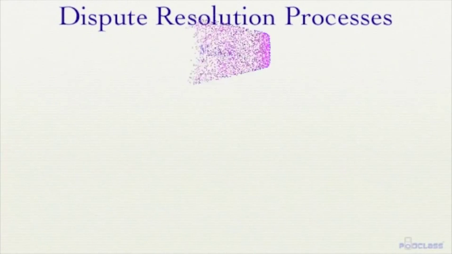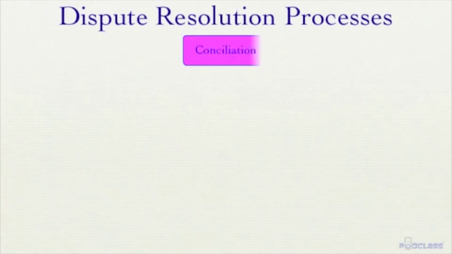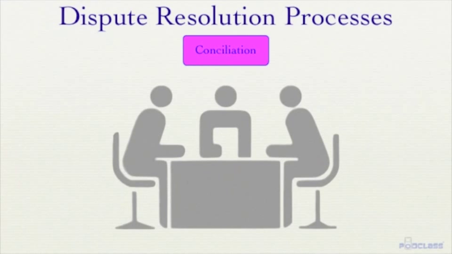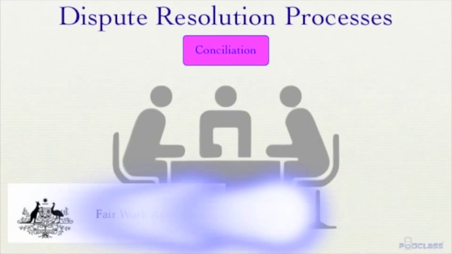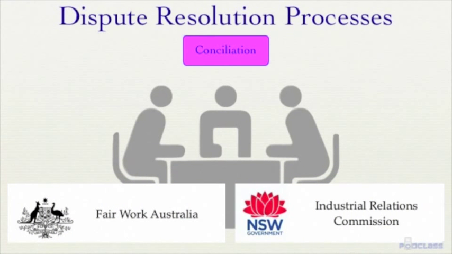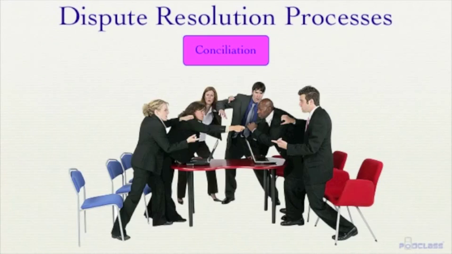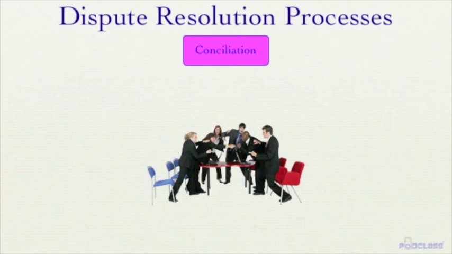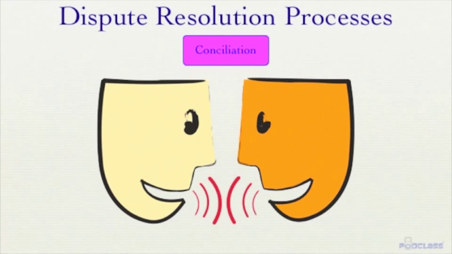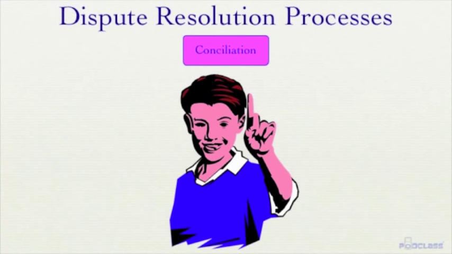If mediation does not work, the next step is conciliation. As with mediation, the dispute is again referred to an independent third party, and again Fair Work Australia and the New South Wales Industrial Relations Commission usually act as the independent conciliators. Like mediation, the process of conciliation attempts to reduce tension between the parties and improve communication between them. Unlike mediation, the conciliator usually recommends a solution to solve the dispute, but this solution does not have to be accepted by the parties.